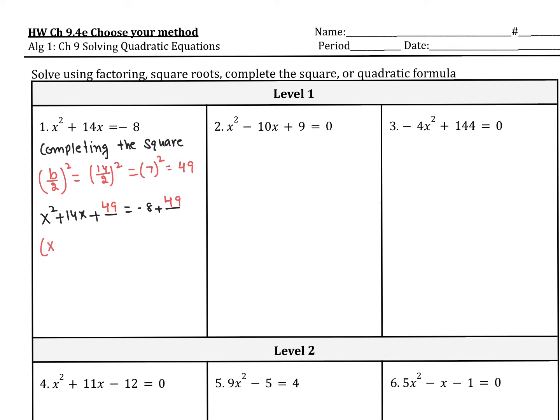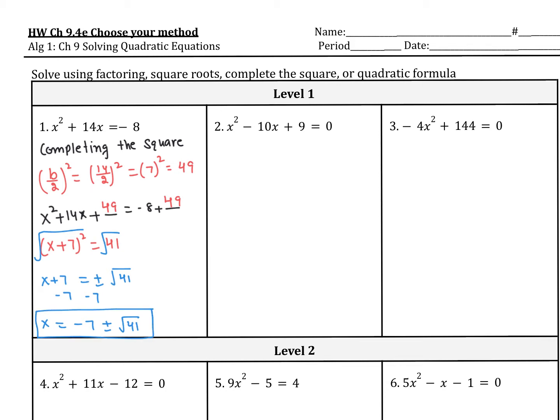One side you have here is x plus 7 squared equals 49 minus 8, which is 41. And here comes the square root, because we cannot remove the square without taking a square root on both sides. Taking the square root on both sides, you get x plus 7 equals plus or minus square root of 41. Subtract 7 on both sides. So x equals negative 7 plus or minus square root of 41, and that's going to be your answer.